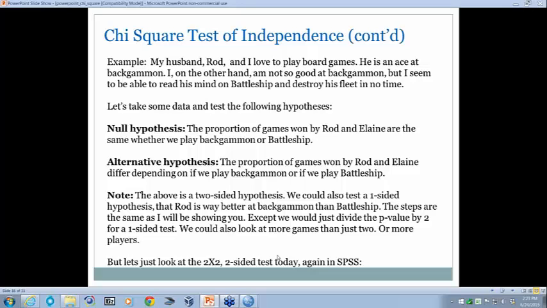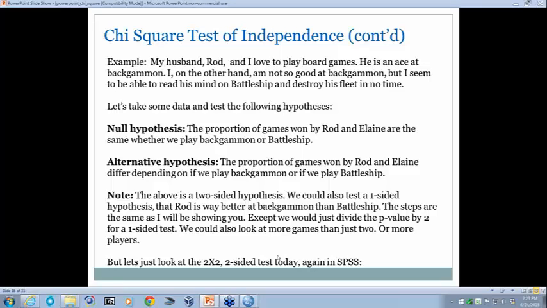It's going to be the same kind of example. My husband's name is Rod, and Rod and I love to play board games, and he is awesome at backgammon. He's an ace. I, on the other hand, am not so good at it, but I do seem to be able to read his mind on Battleship, and for some reason I know exactly where he's put those boats, and I destroy his fleet in no time.